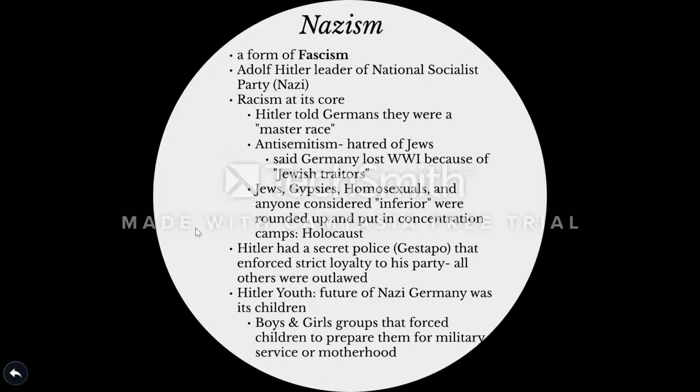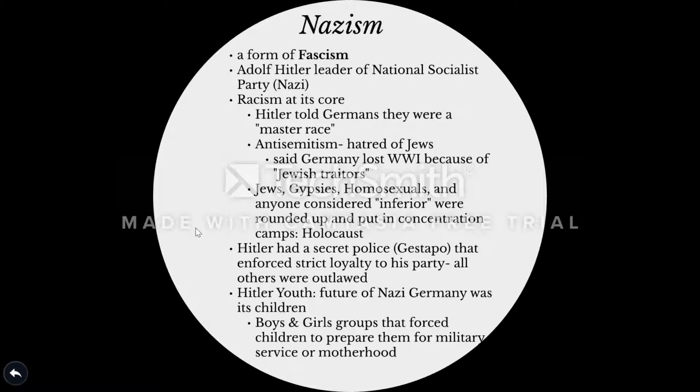And he also had a youth foundation that made sure that the future of Nazi Germany was its children, right? So if you can put children into a program that'll teach them your values, that'll make sure that they grow up and they're forced to prepare for either military service or what I put here, motherhood. So he wanted to create the perfect Germans, and the best way to continue that forth was to make sure the children also were being created into perfect Germans.